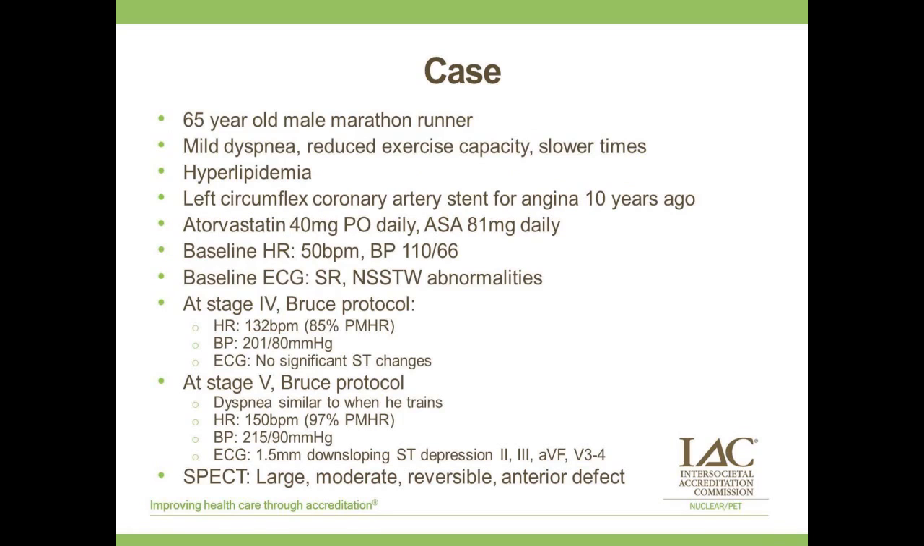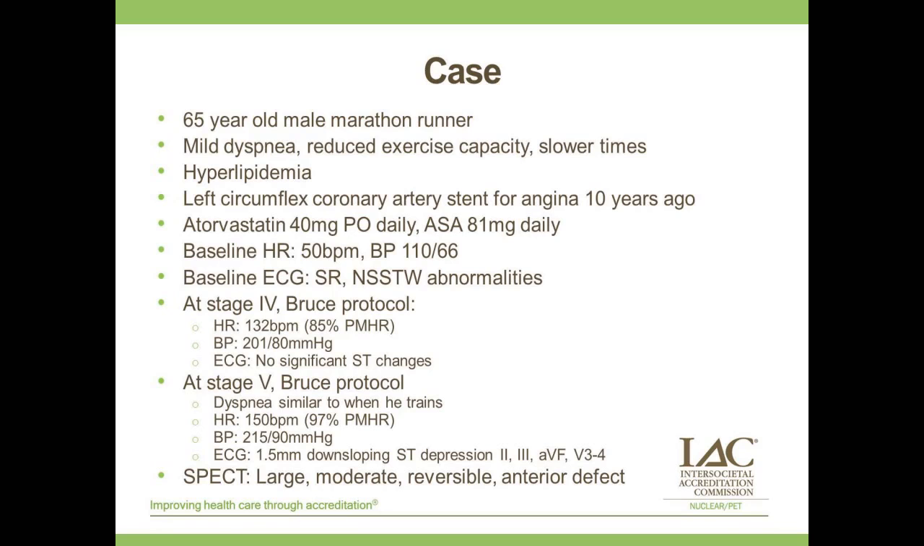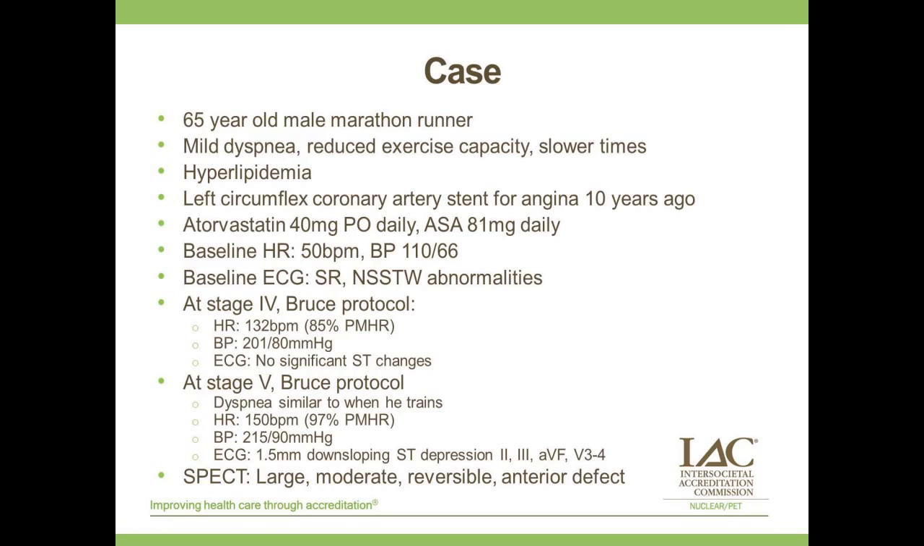Well, let's get a little bit more information. Had we not stopped the exercise there, the patient entered stage 5 of a Bruce protocol, and at stage 5, he starts to develop dyspnea similar to when he trains. His heart rate is now 97% of predicted maximum heart rate, his blood pressure 215/90, and now he has 1.5 millimeters of downsloping ST depression in leads 2, 3, aVF, and V3 through V4.